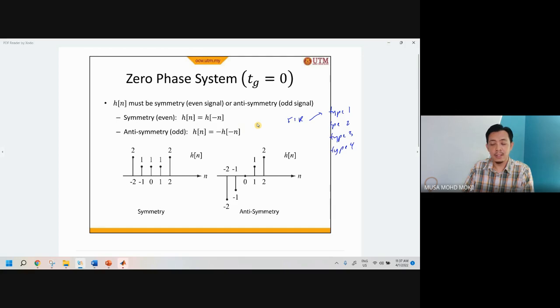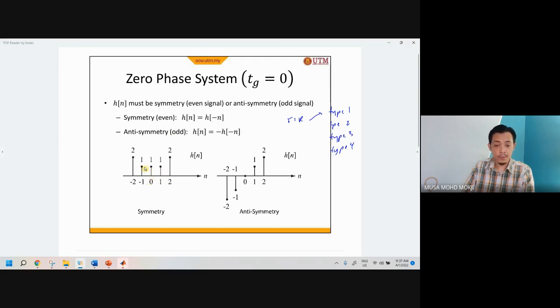Okay, but how to get that? So we can use what we call a zero phase system. And where can you get this system? It is from FIR type 1, 2, 3, 4, where it is a symmetry or anti-symmetry, either an even or odd system. And this is an example of symmetry. We have seen this. So this is an example of it.